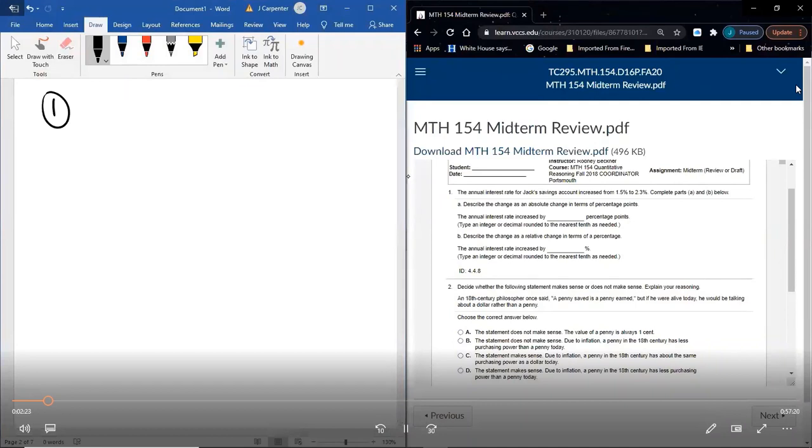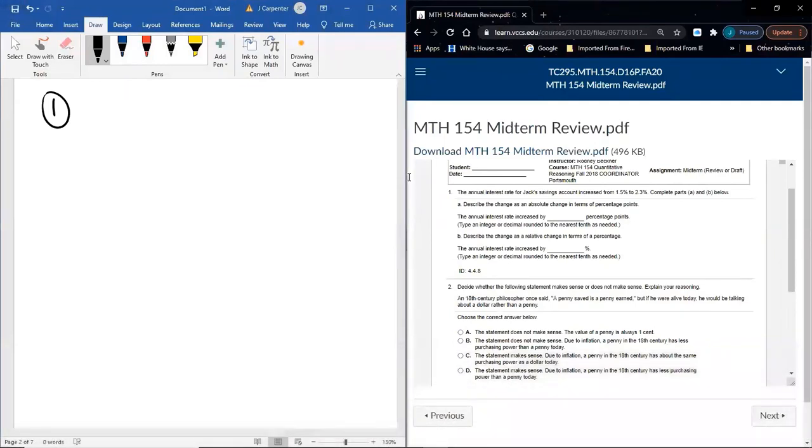So the annual interest rate for Jack's savings account increased from 1.5% to 2.3%. Complete parts A and B, which are to find the absolute change or total change in terms of percentage points, which we said we have to phrase that with percentage points when we're talking about change of percents, and then define the relative change, AKA the percent change.